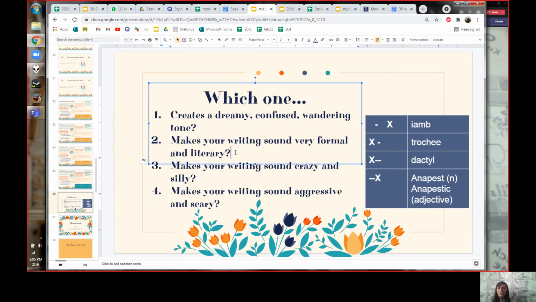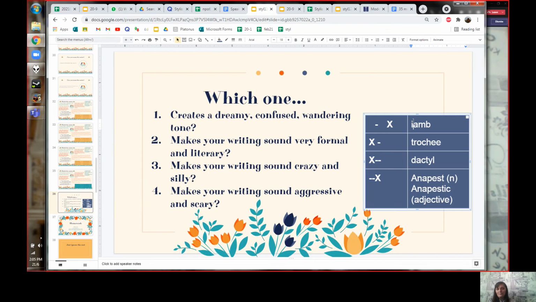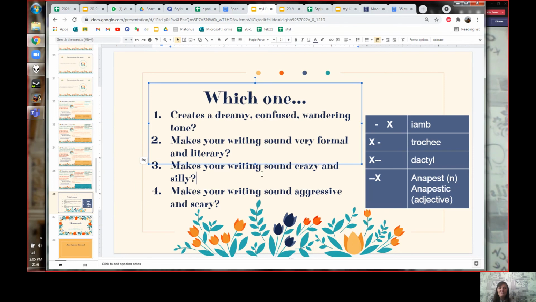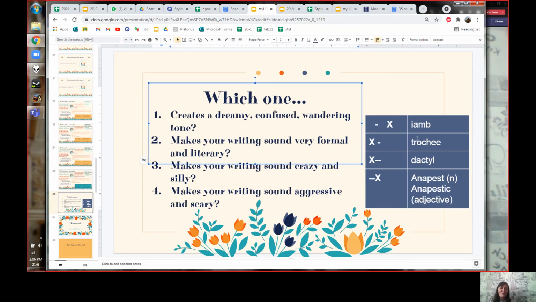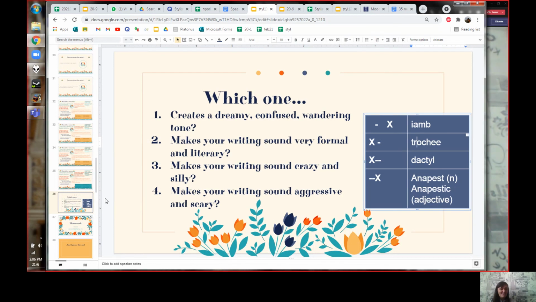Anapestic. If you want a very formal and literary kind of poem, see how she leans her cheek upon her hand, or that I were a glove upon that hand. It's iambic, right? If you want your writing to sound crazy and silly, higgledy piggledy, President Jefferson gave up the ghost on the 4th of July. That's a dactyl. And finally, if you want to make your writing sound crazy and aggressive, hello, hello, hello. That's trochaic.